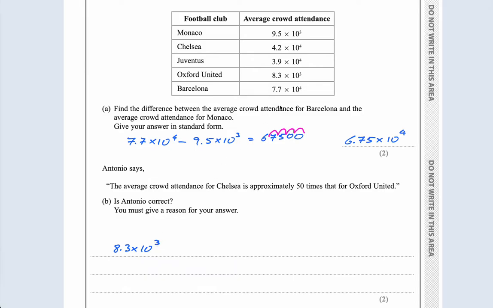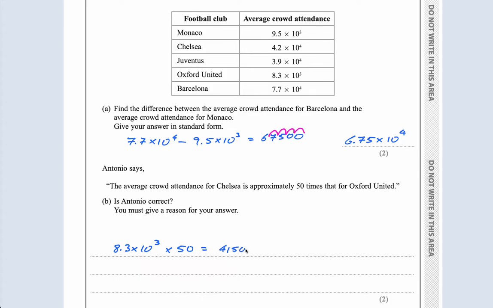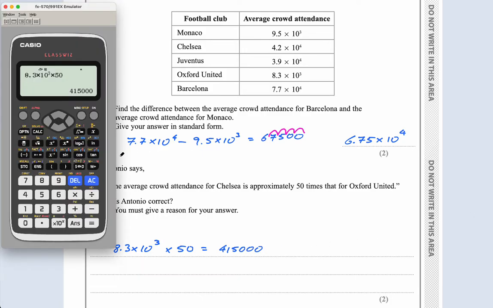And we need to multiply this by 50 because we want to find what 50 times this is. So this multiplied by 50, let's do that: 8.3 times 10 to the power of 3 times 50 is 415,000. Still not working. I think if the numbers are bigger, it will give you the number in standard form.